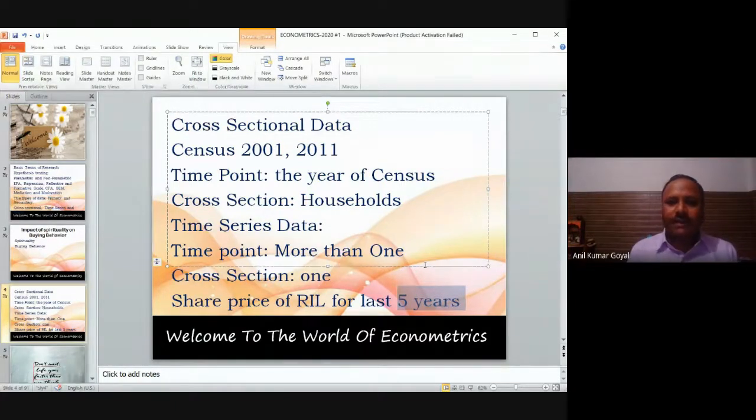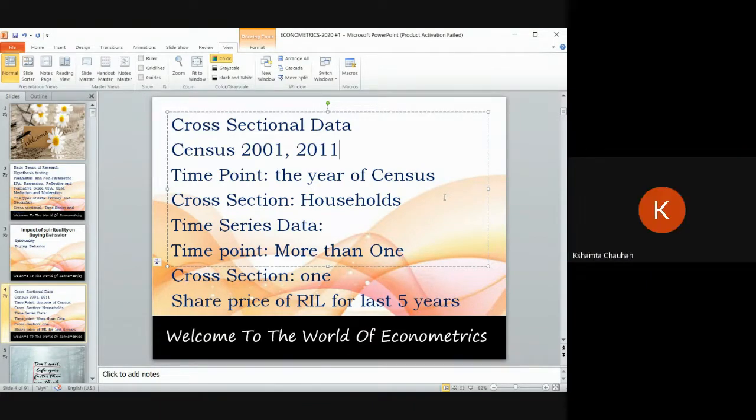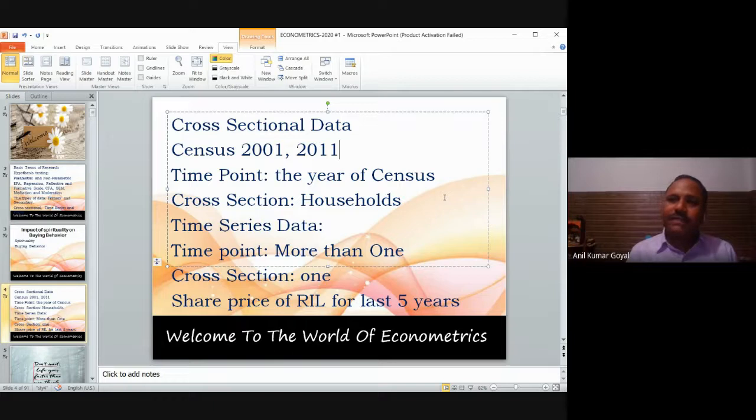You have quoted an example in cross-sectional data, and the example is 100% correct. But what will be the time point? Like in census, it is the year of census, 2011, 2001. But in Sensex, there are 30 companies, and share price is the variable, but what will be the time point?